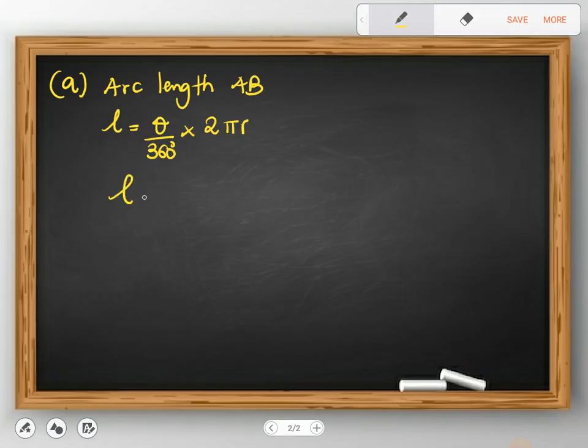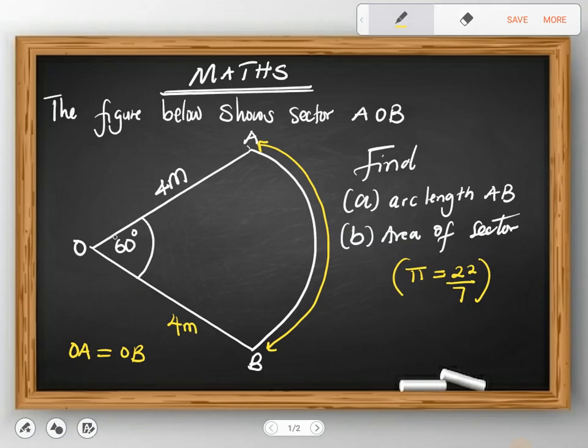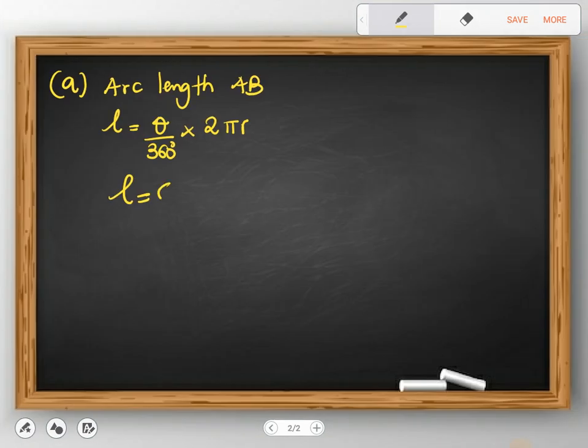We have the length here is equal to, the theta is the angle being made here, so we are going to put 60 degrees, and we are going to put the 360. Don't just write 360, put degrees. Then 2, then pi is 22 over 7, then the radius is 4. Then the only thing that is remaining for you here, I think, is just to punch on the calculator.